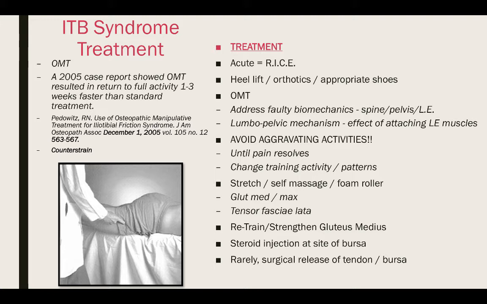You can do a steroid injection at the site of the bursa, but remember, you don't want to inject steroid directly into tendons. It can cause tendinous rupture. And there was a case report written in the JOA of a patient who had IT band syndrome and was treated with OMT, and they got better a lot faster. Basically all they did was counterstrain. And that's super easy. As depicted in the picture, you find that greater trochanter and you side bend around it. Basically, you're doing abduction until the pain turns off, and that can be really helpful.